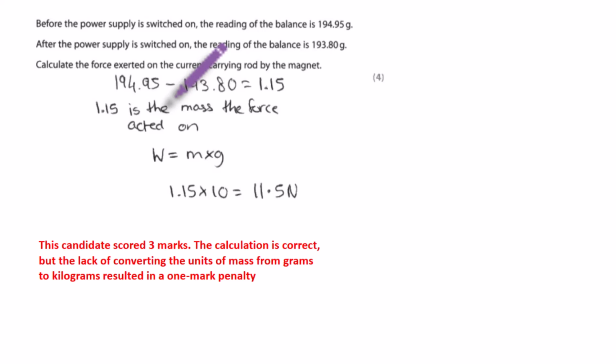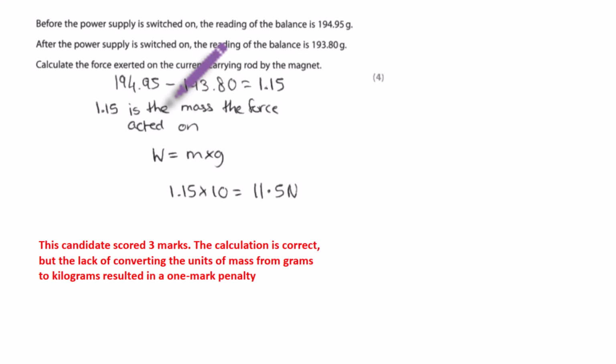The calculation is correct, but the lack of converting units of mass from grams to kilograms resulted in a 1 mark penalty. This is again one of the most common mistakes that students make. They forget to convert mass in gram to kilogram because gram is not an SI unit. Kilogram is an SI unit.